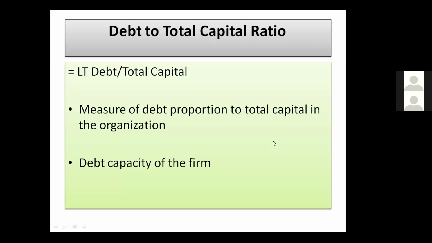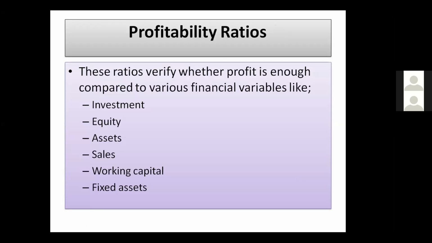Okay. If there are no other questions, then we proceed. So we have understood the liquidity ratios and the solvency ratios. The third one is the profitability ratios. These ratios verify whether the profit is enough compared to various financial variables like investments, equity, assets, sales, working capital, fixed assets of the organizations, and many more.